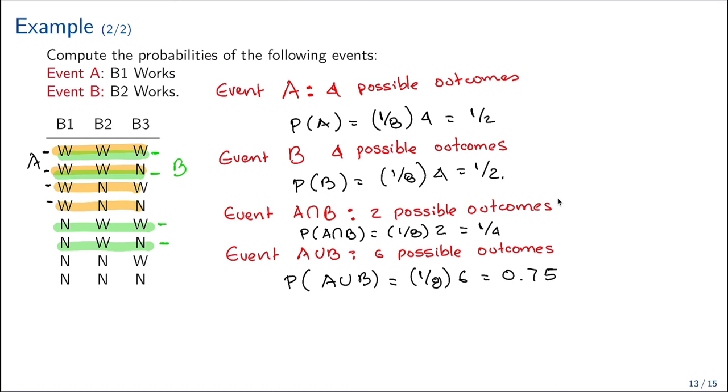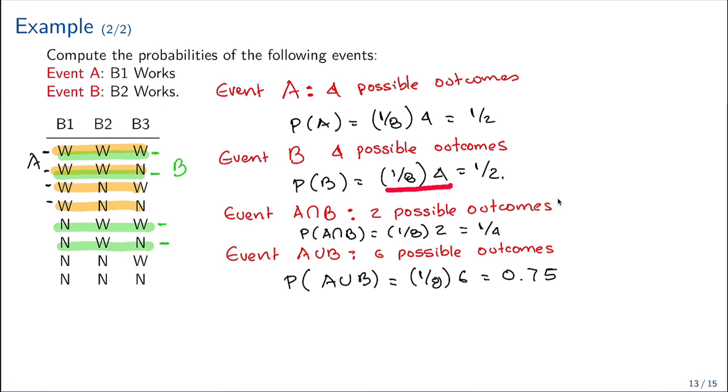Let's have a look at a different example. For the same case, we have event A, B1 works, and event B, B2 works. I have already highlighted the cases of event A in orange, and the cases of event B in green. We can see here that we have some intersection between A and B. So let's have a look at the probabilities. For event A, we have 4 possible outcomes: 1, 2, 3, 4. Therefore the probability of A is 1/8, which is the probability of one outcome, multiplied by 4. So that's 1/2. Now, event B also has 4 possible outcomes. Therefore the probability of B is the same, 1/8 multiplied by 4, which is equal to 1/2.